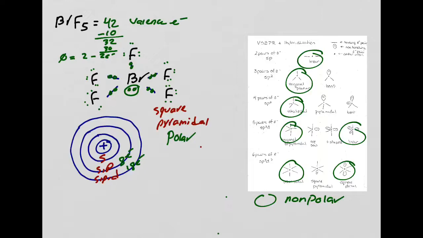Now, let's do the hybridization. Again, remember, you have S, P, P, P, D, D, D, D, and D. How many things are around Br? Watch my pointer. 1, 2, 3, 4, 5, 6. I have 6 things around it. So I have SP3D2. That would be my hybridization. All right, nice job.